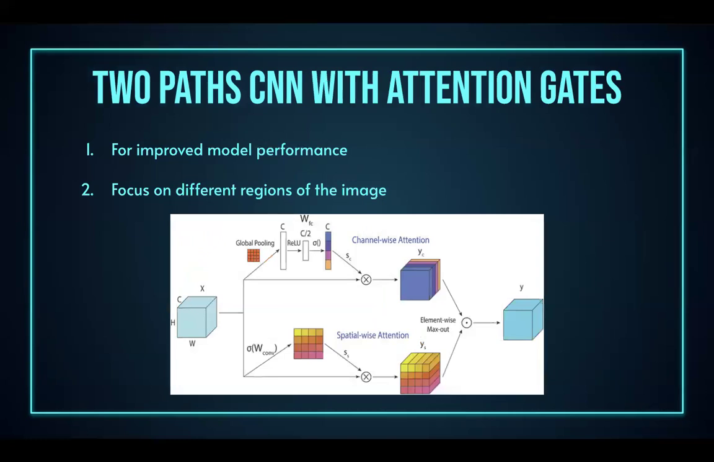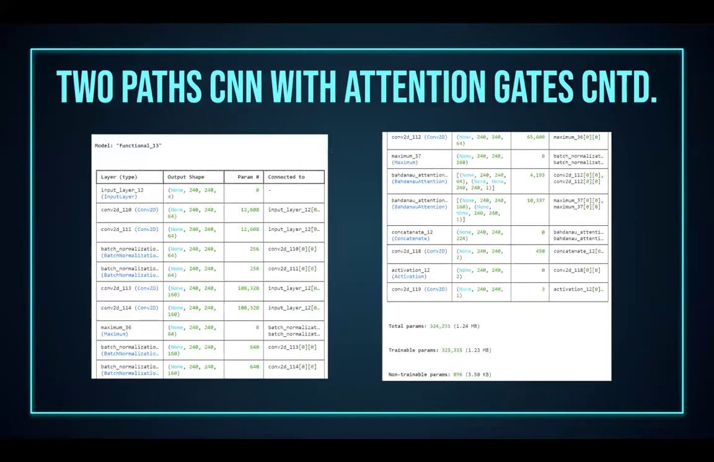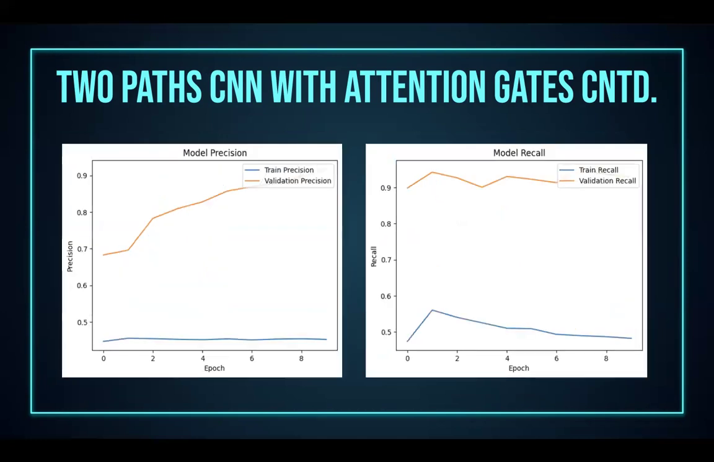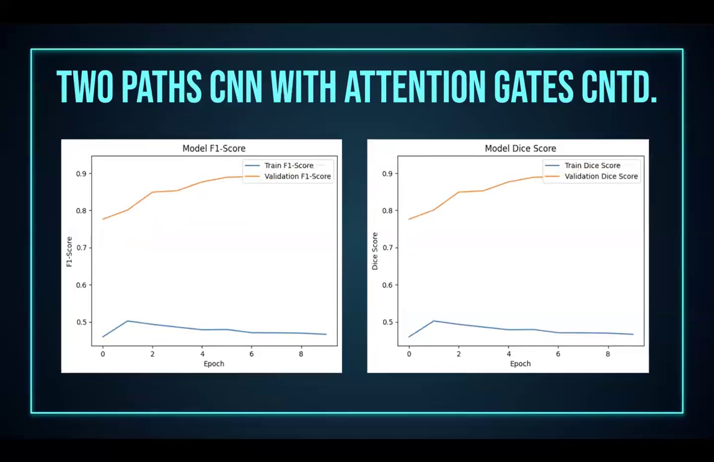And now to improve our model even further, we added attention gates to the two-path CNN by focusing on different regions of the image. This is the model summary, and as you can see, the trainable parameters are the majority of the total parameters. These are our results, where the accuracy improved to be somewhere between 90 and 95%. The model loss approached 0 as well, and the precision and recall are around 90%. And the same thing can be said for the F1 score and the dice score.